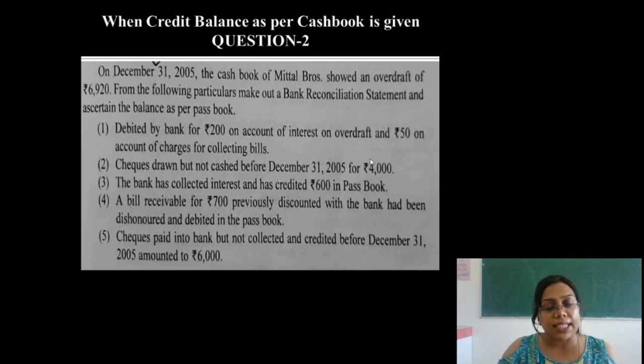Next, the bank has collected interest and has credited rupees 600 in the passbook. So what has the bank done? Bank has collected some interest of rupees 600 and already credited my account as well as passbook. So the bank has done its work, but I do not have information about this interest, so I have not shown this in my cash book. So what I'll do, I will now show this.